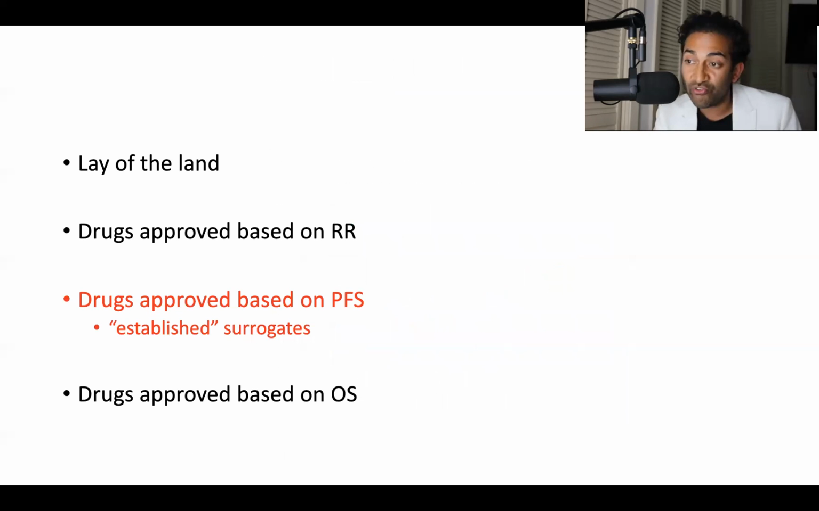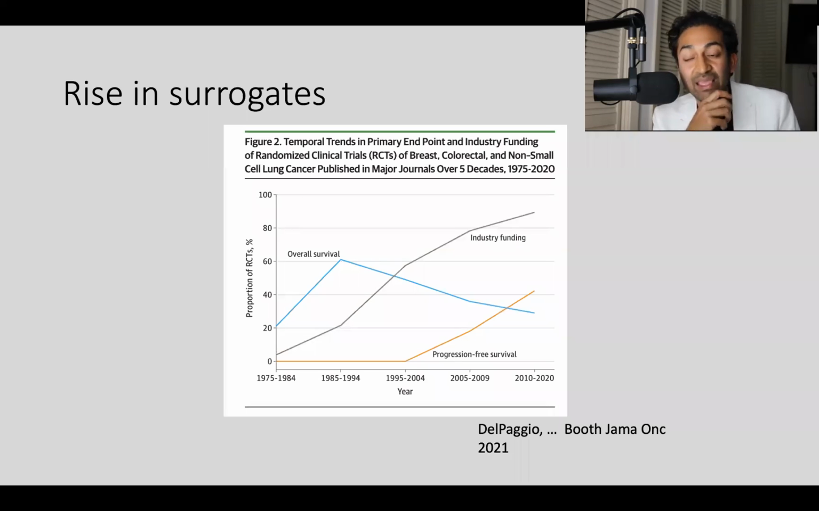So those are the drugs approved based on response rate. Now, let's take a closer look at the drugs approved based on PFS. Now, remember, these are generally, quote, established surrogates. They're established. They're established. How much more do you need? Established. We'll talk about that. So the slides in gray mean that I think I've previously shown them to you in a prior episode. So go back, double check.